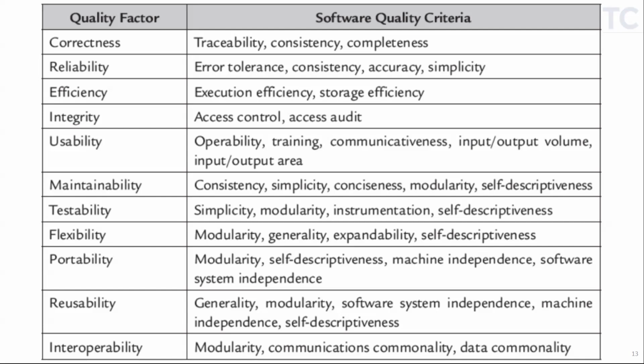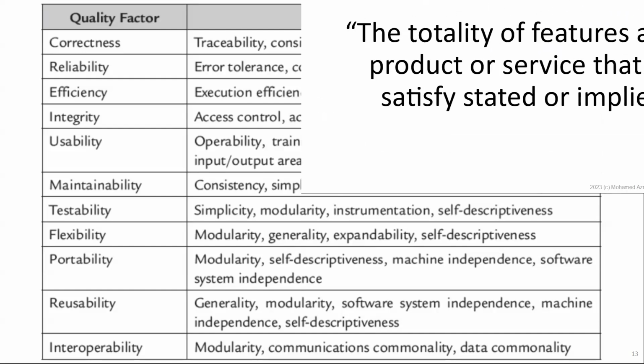And then comes the interoperability. What does that mean? Being able to integrate with other platforms and systems. Modularity, communication, commonality, and also data commonality. That means we are communicating with other platforms. So how simple or how easy it is to do this communication. Remember, I talked about SOAP and REST, and there are various other ways of communicating with other systems. So does it support it? And this generally comes from not just the language, but the framework.